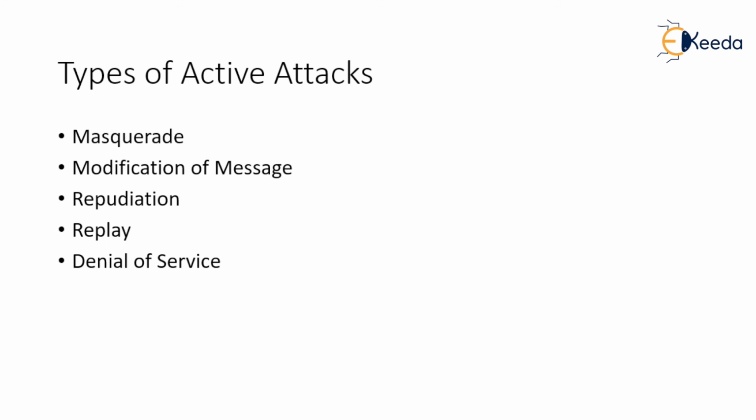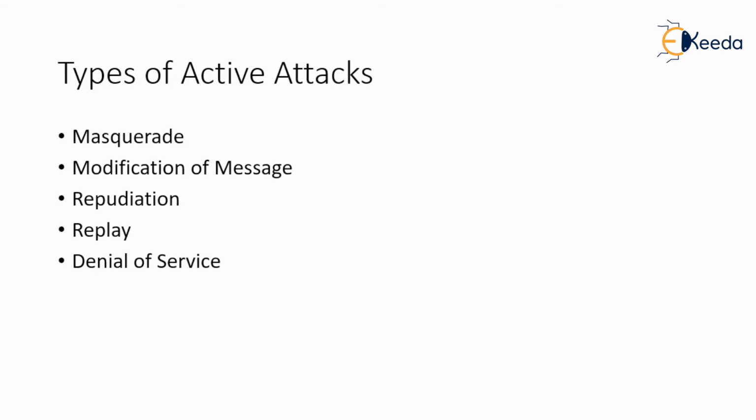Next is repudiation. This attack is done by either the sender or the receiver. The sender or receiver can later deny that he has sent or received a message. For example, suppose a customer asks his bank to transfer an amount to someone. If Alice has asked the bank to transfer an amount to Bob, and instead of Bob, the bank has transferred the amount to Dart, that means an attack has happened. Some third party has sent a message to the bank that instead of Bob, the money has to be sent to Dart. So that is the repudiation.